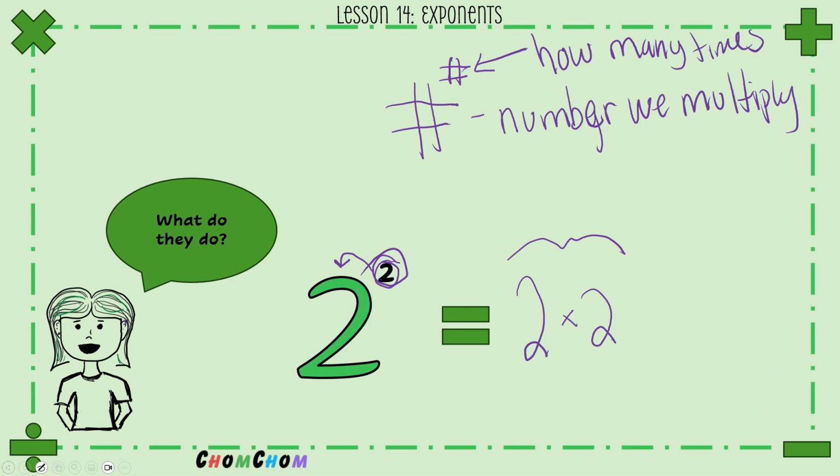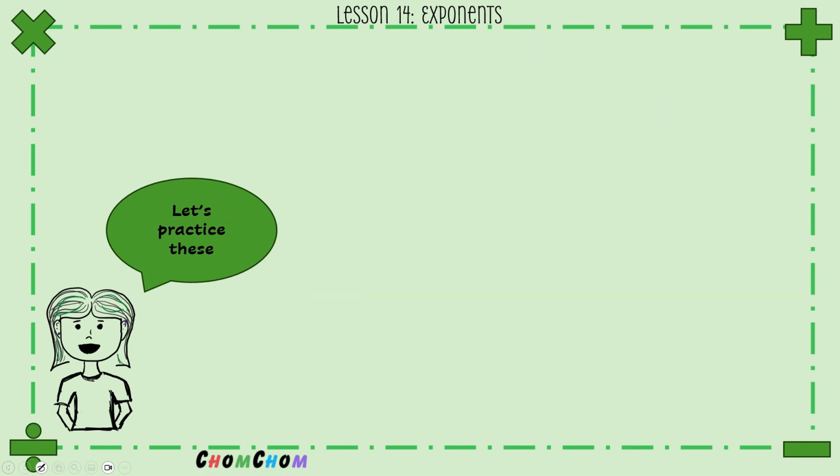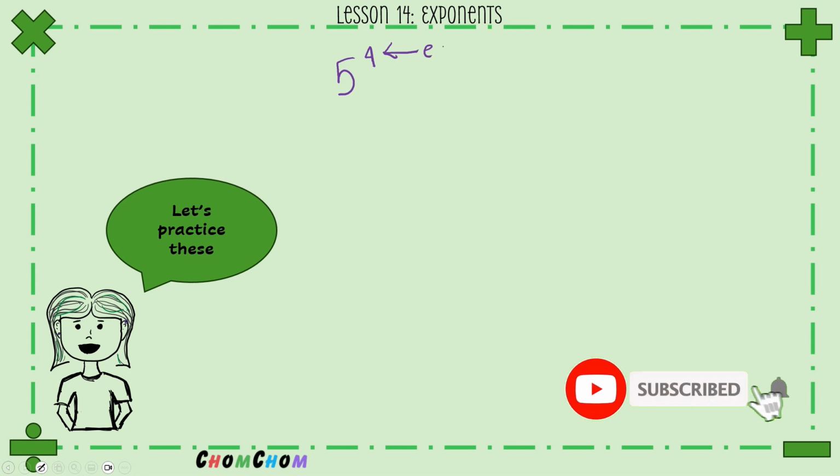Okay, now let's move on to some practice. So let's say we have 5 to the 4th. So first, let's practice identifying the exponent. Which one is the exponent here? That's right, it's going to be the 4. So this is the exponent. And this is our base.